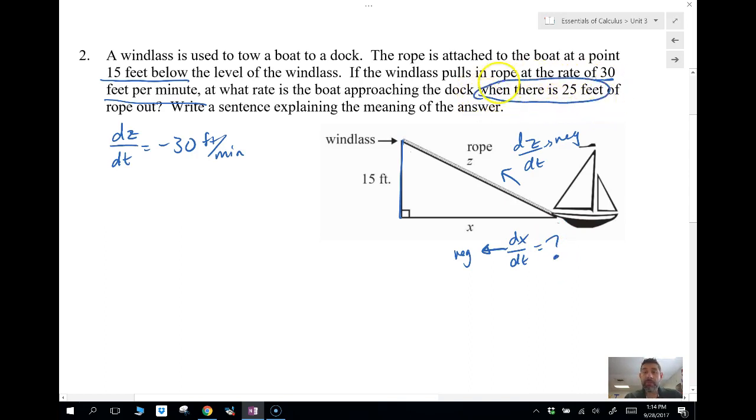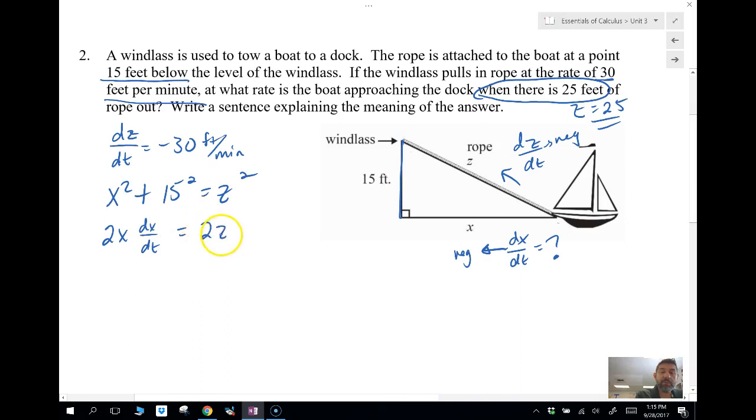When there's 25 feet of rope out, so when z is equal to 25, and we'll use that after we take the derivative. So what puts together the sides of a right triangle? That's it, Mr. Pythagorean, the Pythagorean theorem. All right, so we put the Pythagorean theorem in there, and then we take the derivative. 2x dx/dt, every time we take a derivative, we need to make sure we put that in there. The derivative of 15 is just 0. And we have 2z dz/dt.